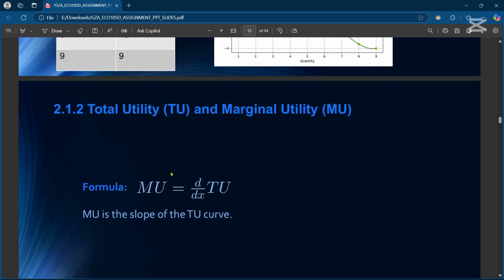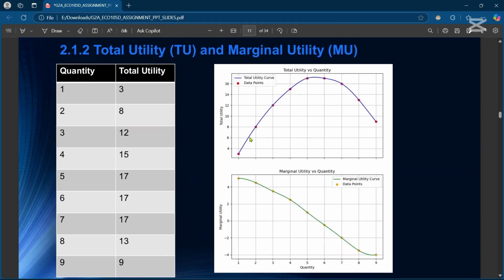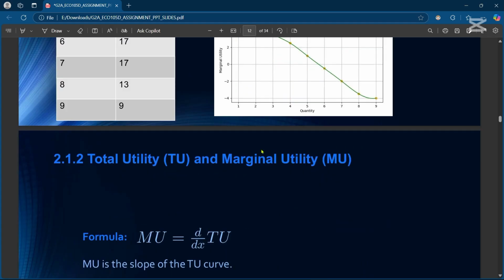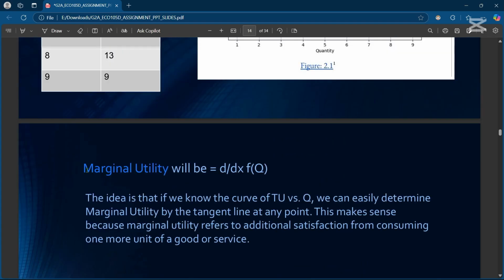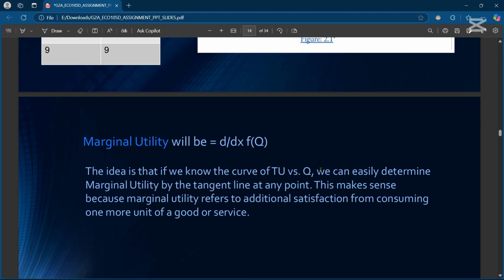The formula of marginal utility is the first derivative of total utility. MU is the slope of the TU curve. Like, it is the TU curve. Its slope is the marginal utility, or MU. The mathematical formula of marginal utility will always be the first derivative of f of Q. The idea is that if we know the curve TU versus Q, we can easily determine marginal utility by the tangent line at any point.